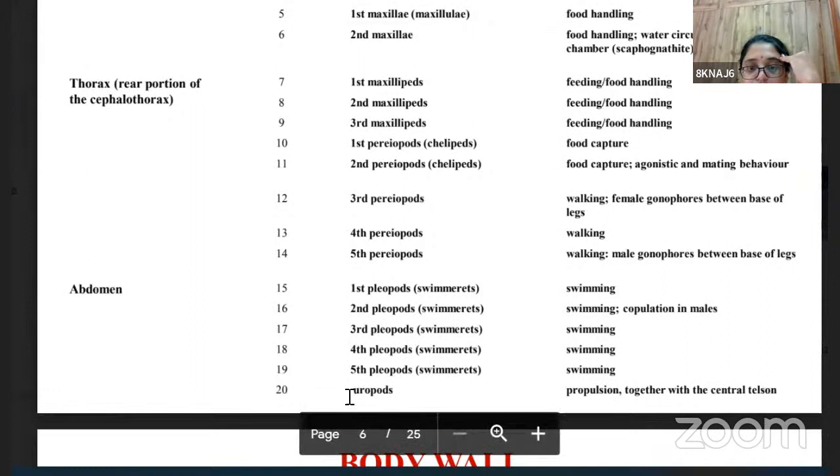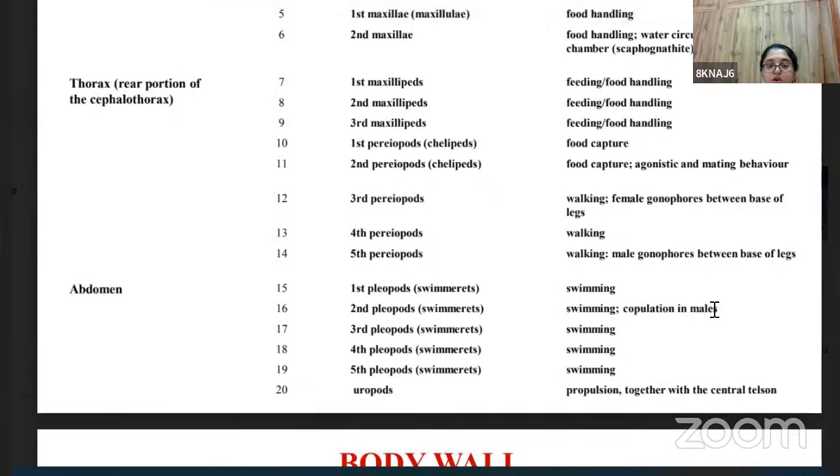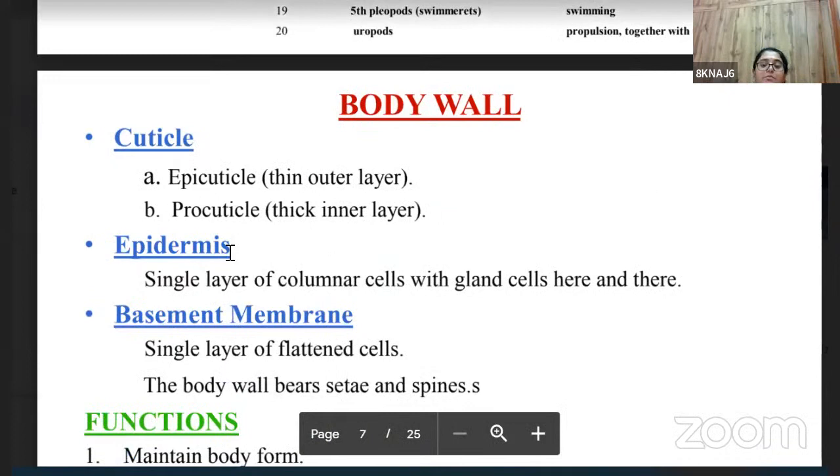You have the uropods, which help in propulsion, together with the central telson. So this is what is there in the different kinds of segments. When it comes to the body wall, it is made up of cuticle, that is epicuticle and procuticle, which is a thin outer layer and a thick inner layer.